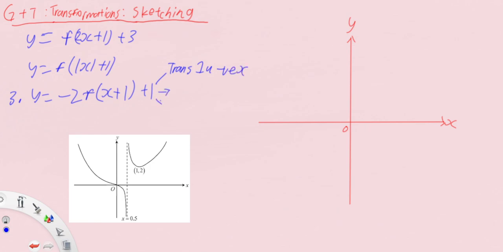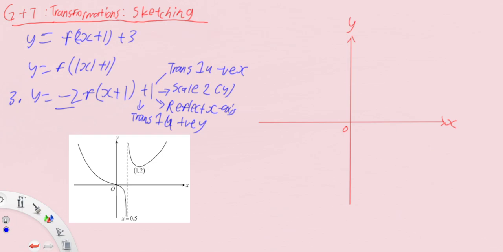Now we can either do scaling first and then reflection, because we have minus 2 and it's on the y variable. For me, I like to scale first and then reflect. I like reflection to be done at the very last moment. So we'll scale by factor 2 on y. Then from here, we will reflect about the x-axis. Then after, we will translate 1 unit in the positive y direction.